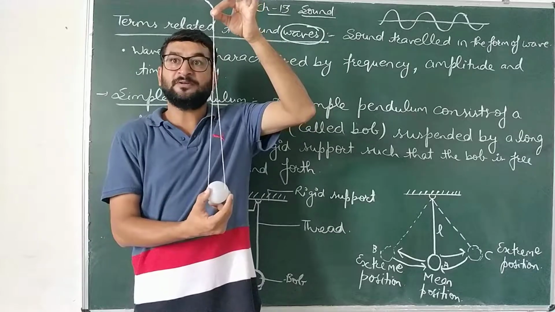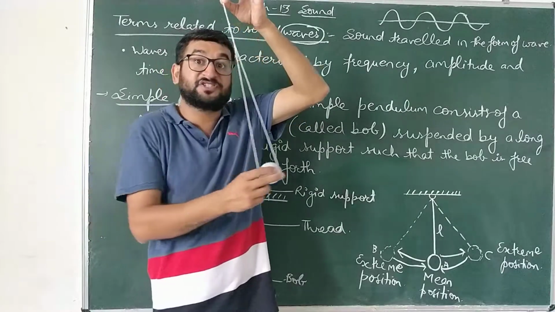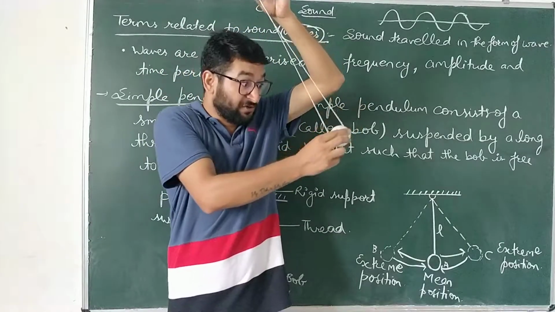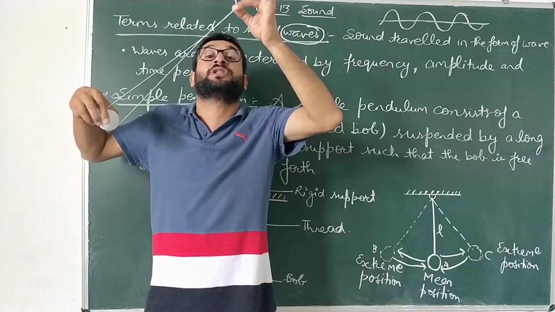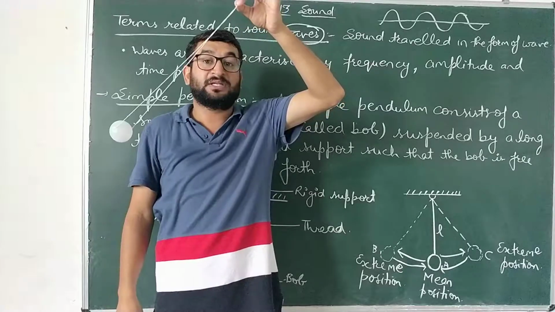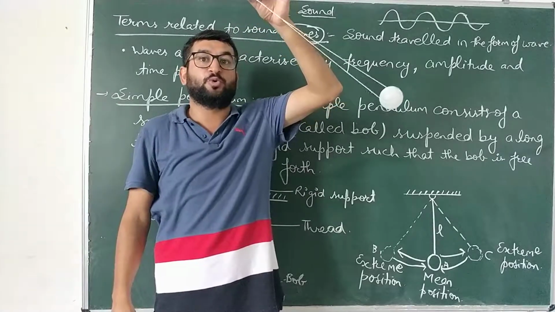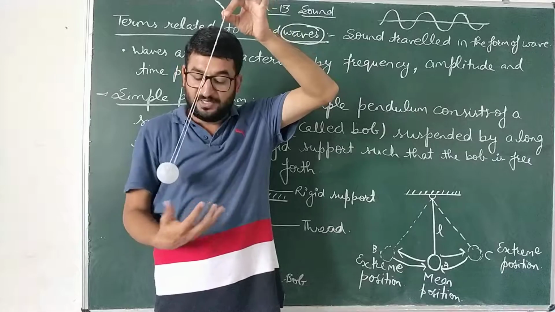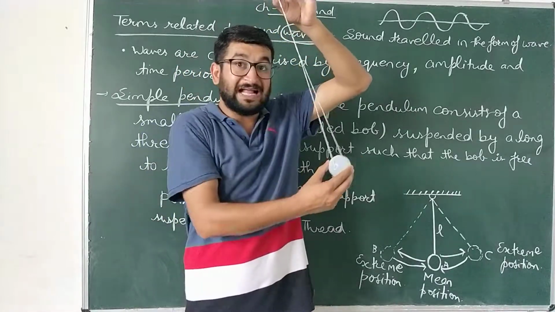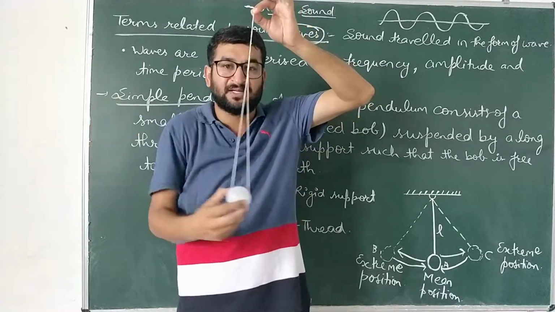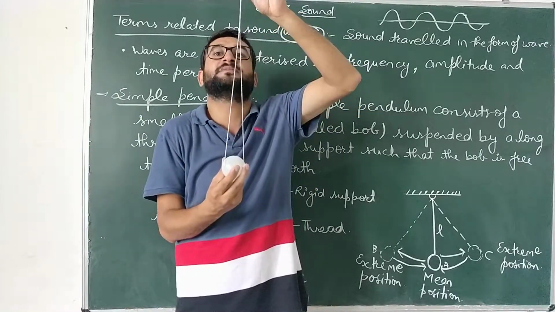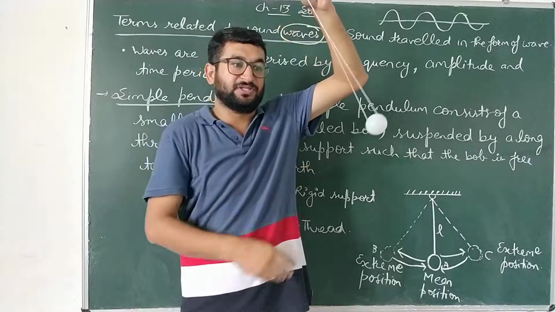This is the mean position. First it will go to the first extreme position, then it will return to the mean position, and then it will go to another extreme position on the other side. That is what the simple pendulum's motion is. It is moving back and forth around its mean position. That is what the vibration is.